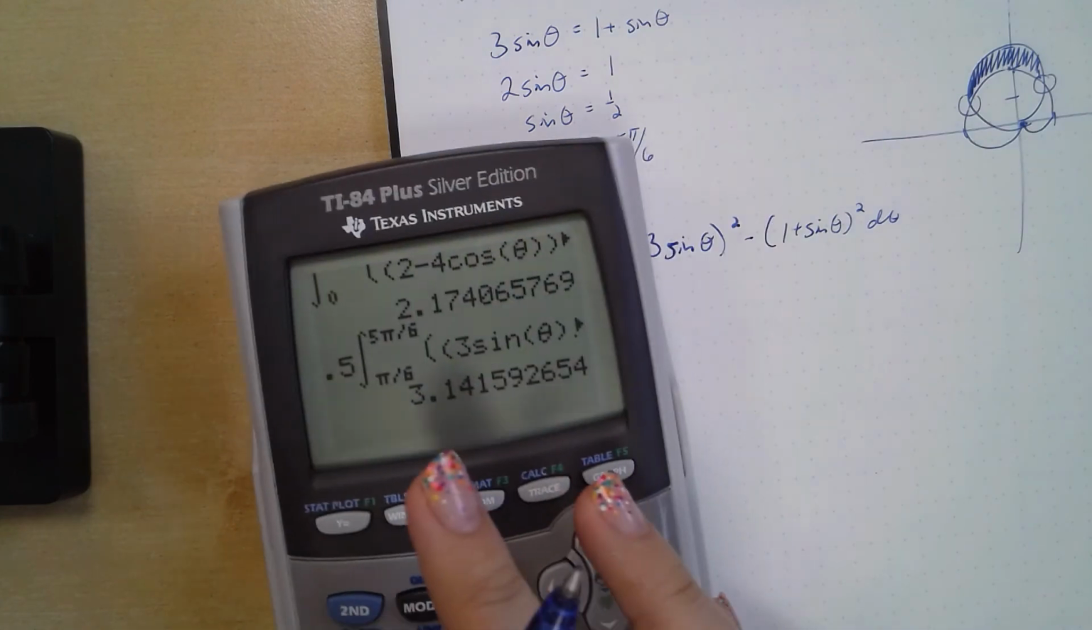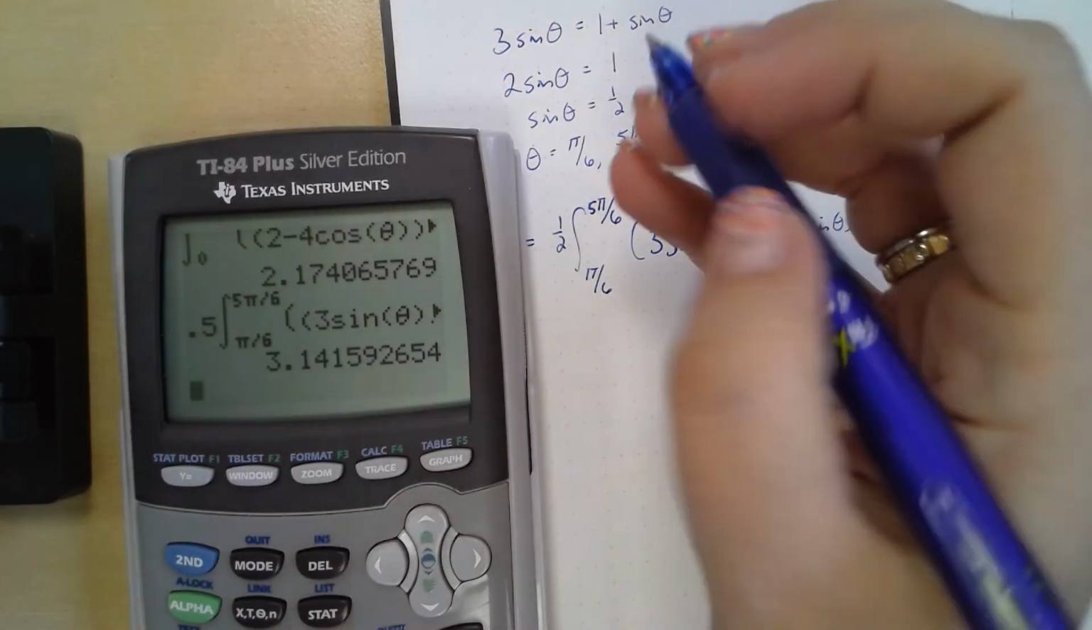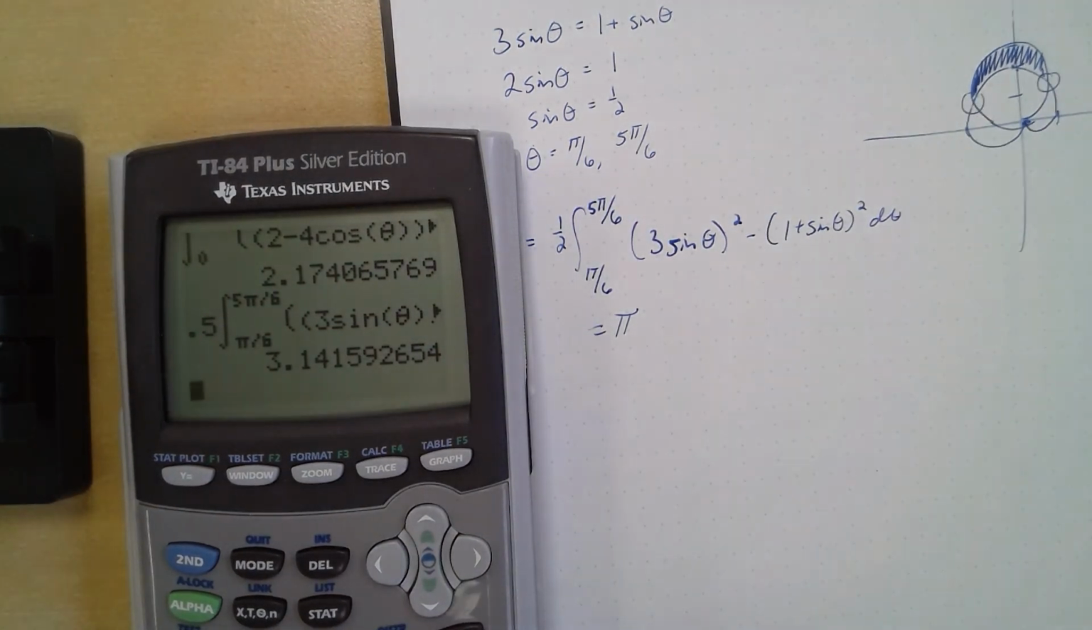Okay, and I calculated this and I got 3.141592. Guess what? That's actually pi. This is equal to pi. Okay, so hopefully that all makes sense and is easy to follow on your lessons.